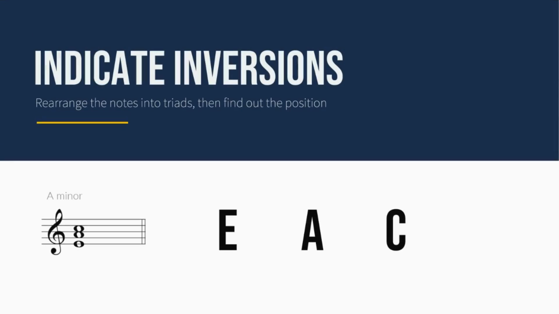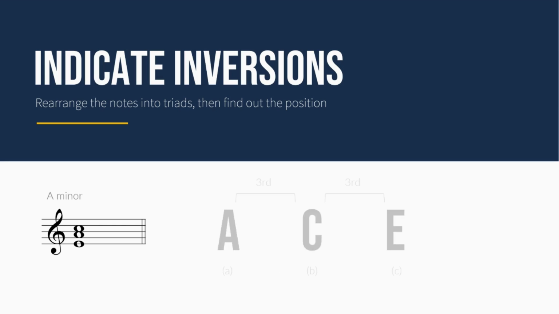Let's go through more examples. Here's a chord in the key of A minor. We have 3 notes, E, A, and C. The first question to ask ourselves is, are the 3 notes arranged in thirds? The interval between E and A is a fourth, so the notes are not arranged in thirds.